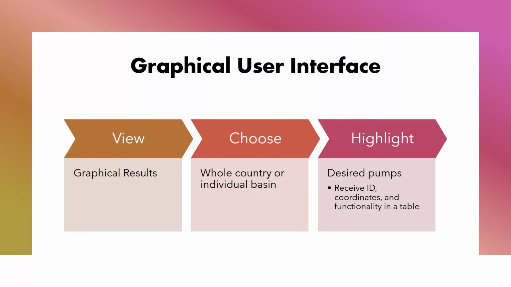Now, the graphical user interface I developed was also in R using the Shiny library package. What this does is it allows the user to select which area of Tanzania they would like to view. It has the choice of the whole country or the different basins. And then you can also highlight over given coordinates or given pumps, and it displays the coordinates and functionality status in a table for you. I'll go over a demo of that shortly.